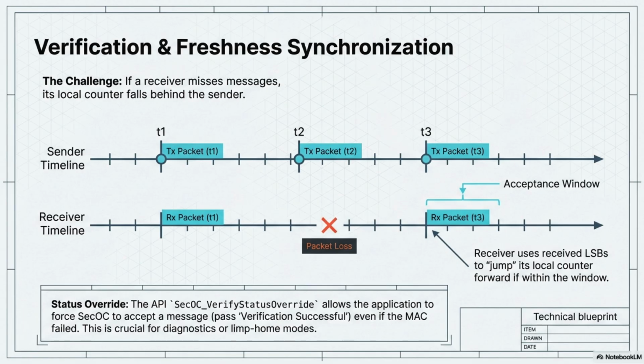What happens if a receiver misses a few messages? Their local counter falls behind. To fix this, we use an acceptance window. If the received LSBs are within a certain range, the receiver can jump its local counter forward to get back in sync with the sender.